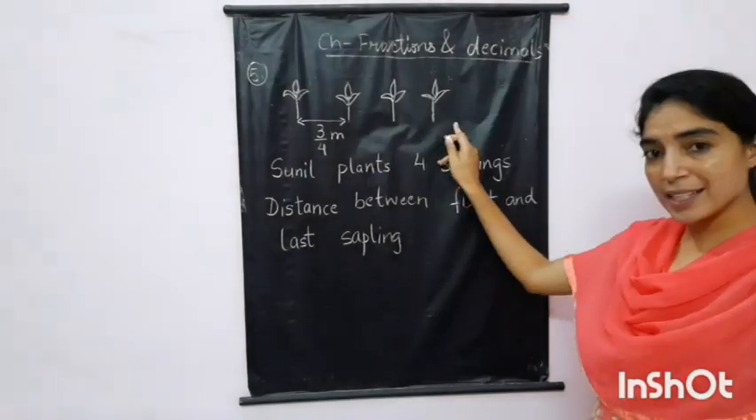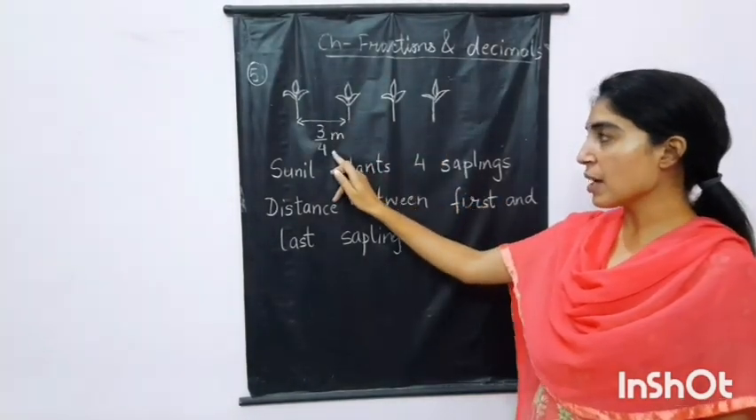So there are 4 saplings. Distance between two nearest saplings is 3 by 4 meter.